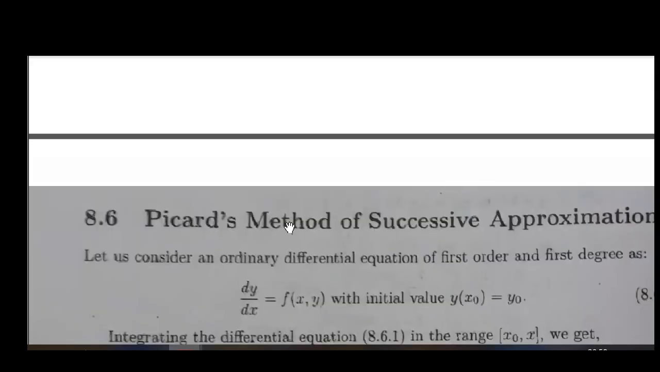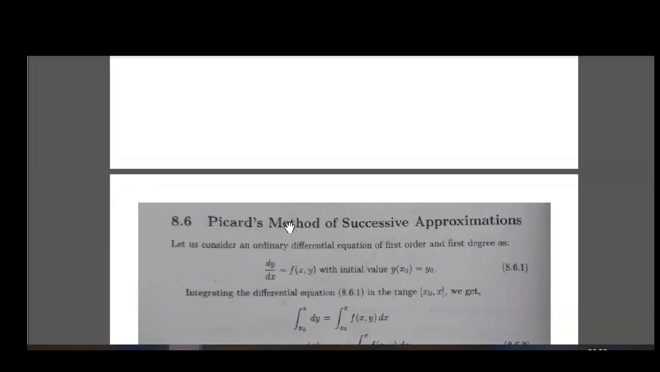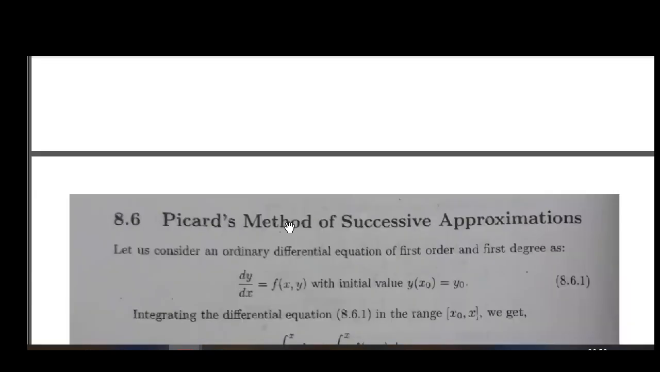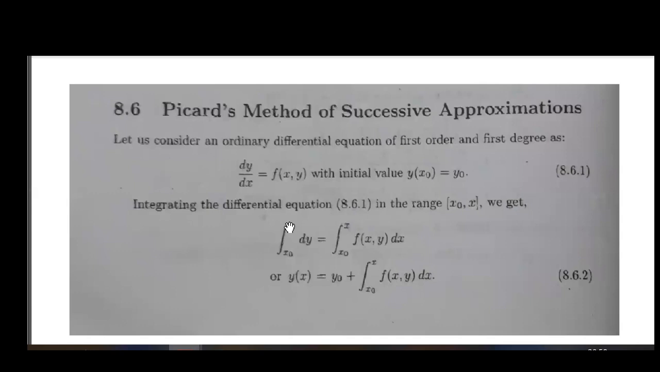Okay, now is Picard's method of successive approximation. Picard's method of successive approximation, this is yet another method of approximation. What they are doing here, you are considering this thing. As we said, our main and sole aim is that we want to avoid that integration part. So somehow you just want to get rid of that part. So what they're doing here, x0 up to x, the whole range they're taking here.